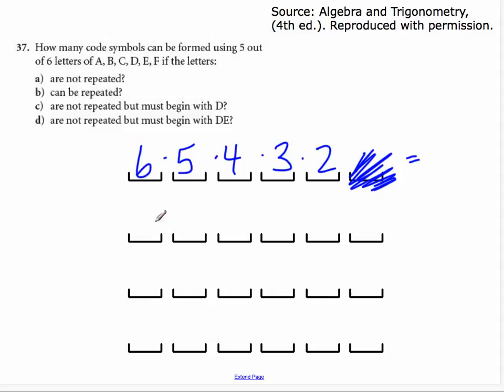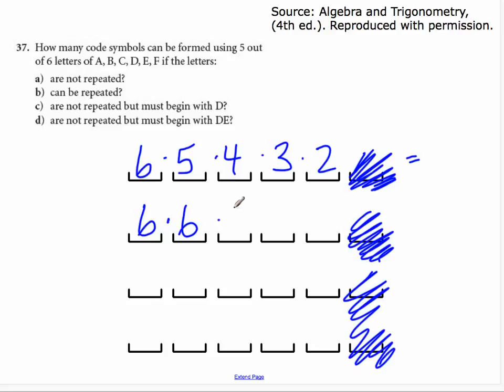Now if you can repeat, then in the first slot you can have 6 letters, A, B, C, D, E, or F. In the next slot, if you can repeat, I've got 6 more that I can use. And similarly in the rest of the slots, again I only have 5 slots. I shouldn't have put 6 in there. So similarly here I've got 6, and I've got 6 if we're repeating. So this would be 6 to the 5th, whatever that turns out to be.